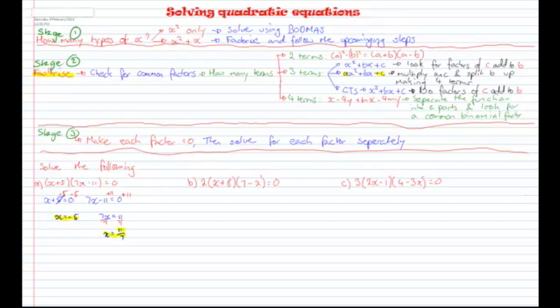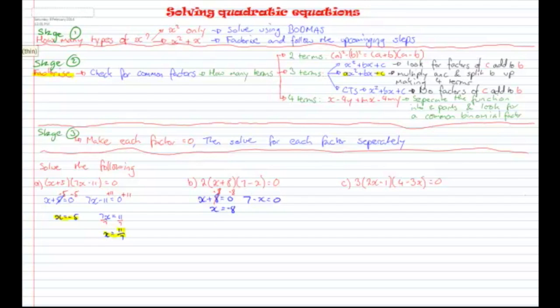Now the next question says 2(x + 8)(7 − x) = 0. The big hint here is that we don't actually need to worry about the 2. All we need to do once again is make each factor equal to 0: x + 8 = 0 or 7 − x = 0. To get the x on its own in the first, you subtract 8 off both sides, and that will cancel out, leaving x = −8.